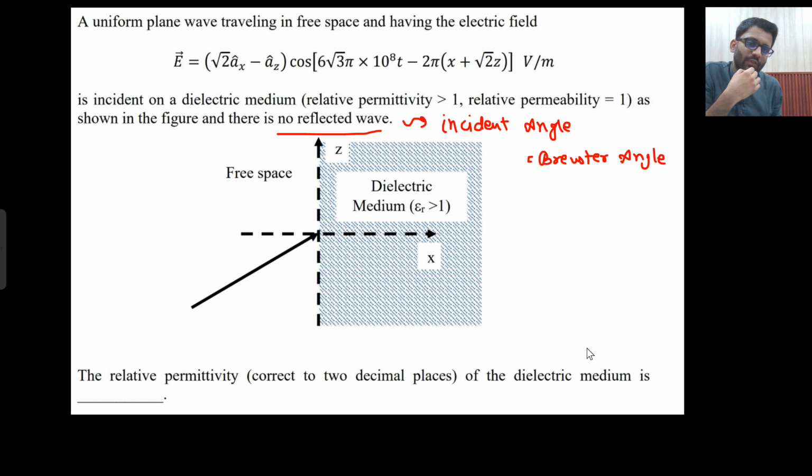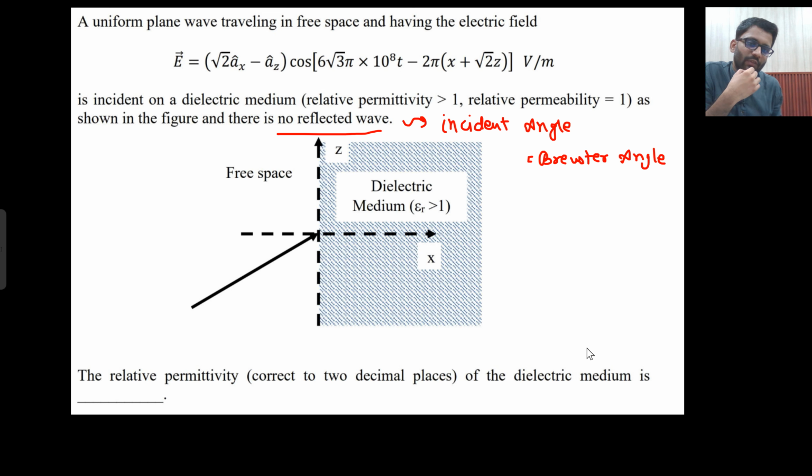So plus x and plus z. In the z you have under root 2, and in the x you have 1. This is the angle, so this is your theta I. So your theta I is tan inverse under root 2. That means theta I is equal to theta B parallel.